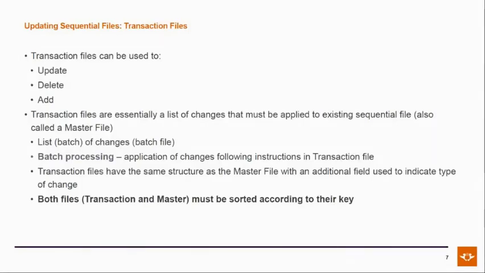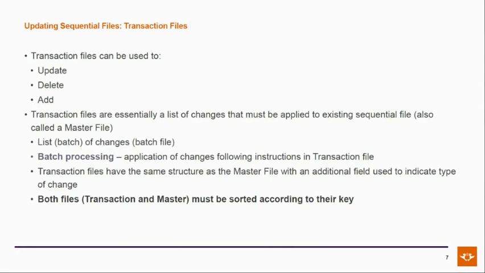So transactional files are essentially a list of changes that must be applied to existing sequential files, in this case called our master file. It's a list of changes. It's a batch file of commands that need to be executed. In this case, the command is going to be update, delete, or add. Now, batch processing is the application of changes following instructions in the transactional file, depending on the information being listed. But there is a catch here.